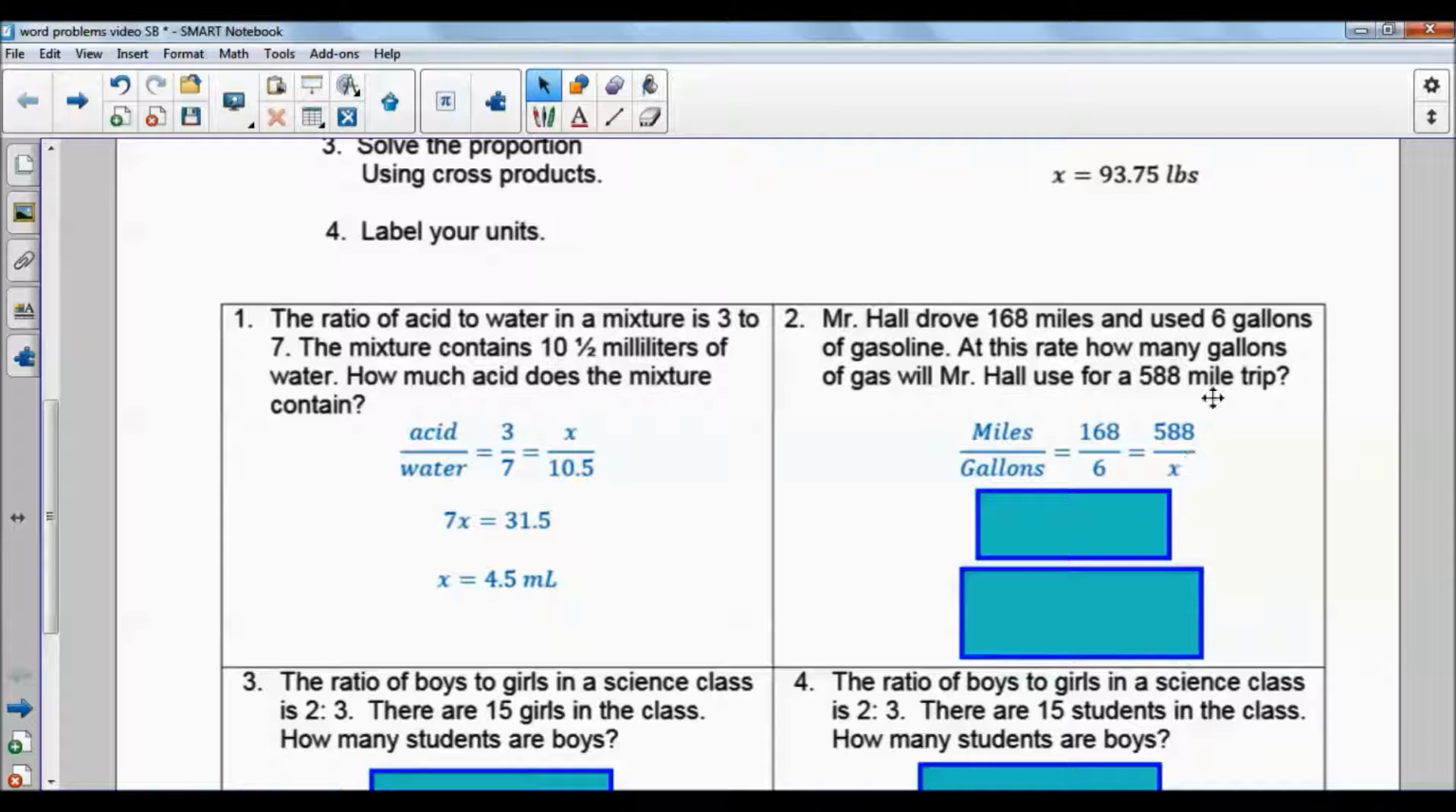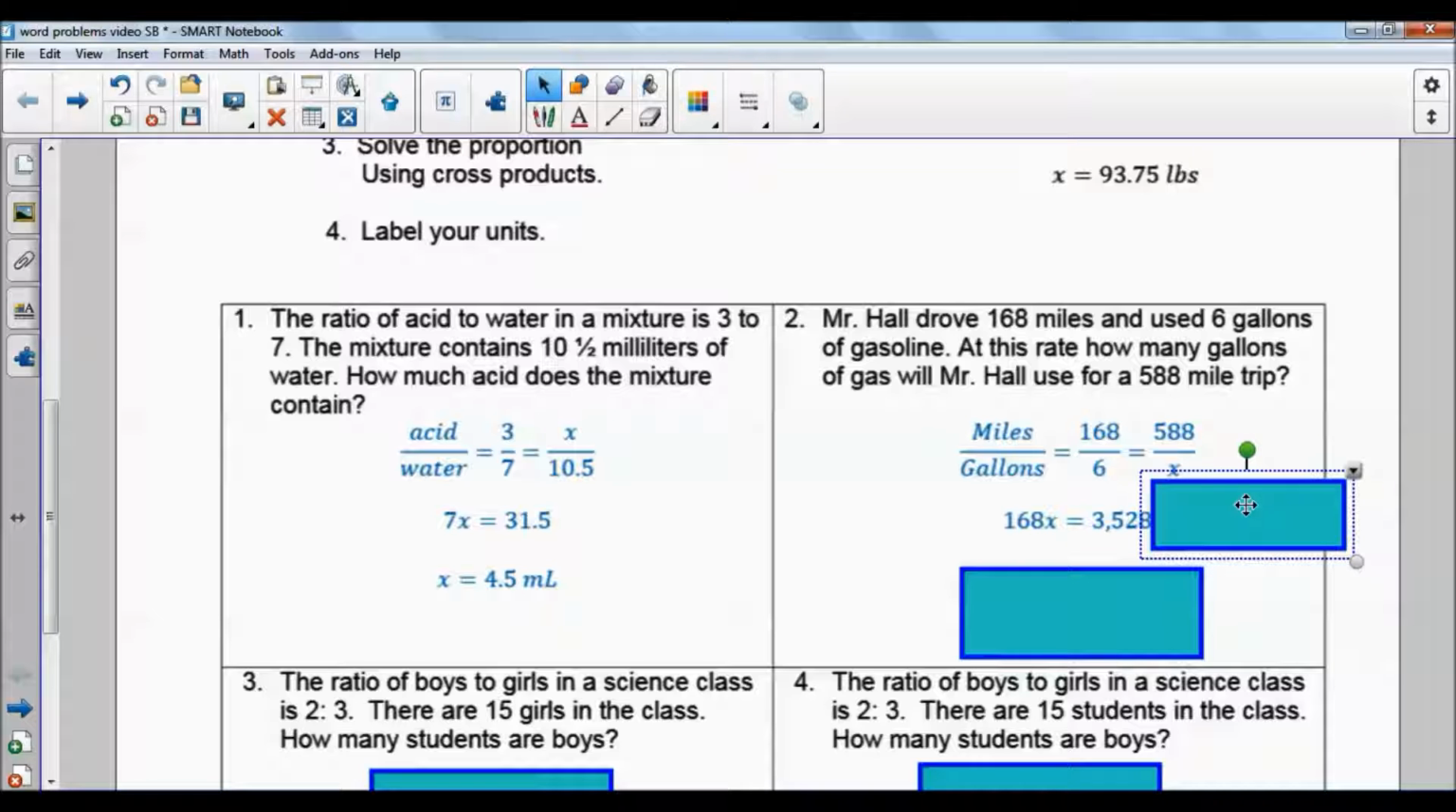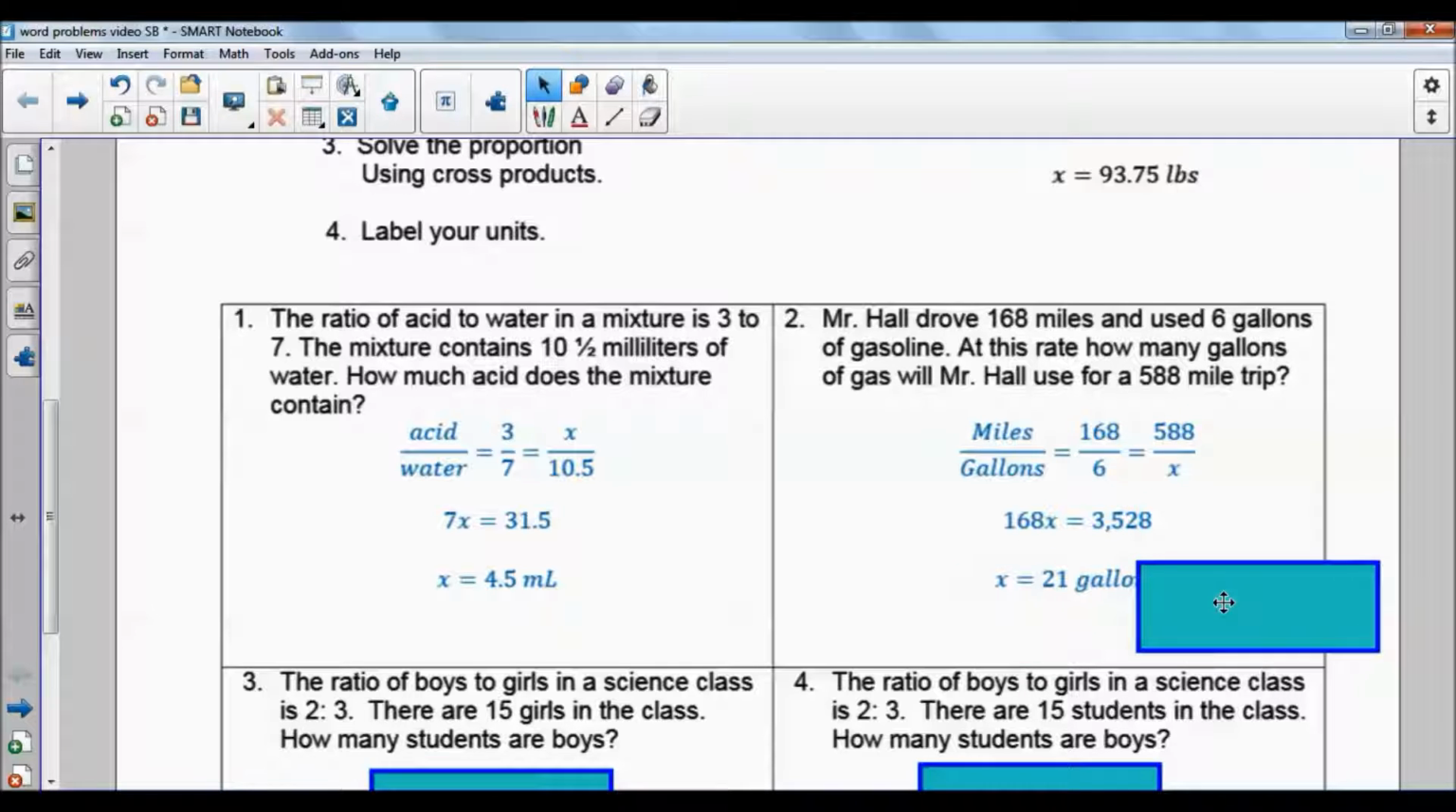Now we're going to cross multiply. 168 times x is 168x. 6 times 588 is 3,528. And then we divide by 168 on both sides, and we get x is equal to 21. And our units here would be gallons, because that's what we were missing in our proportion. So 21 gallons.